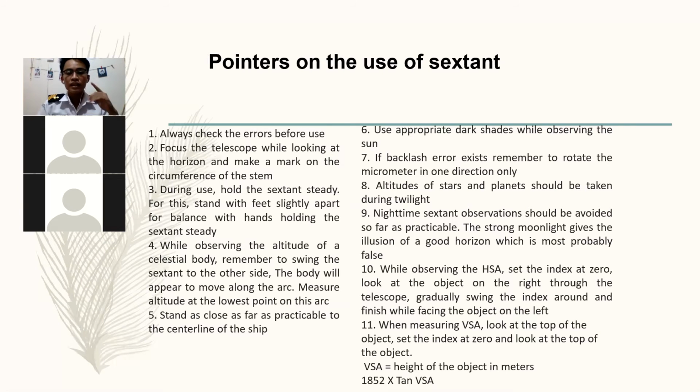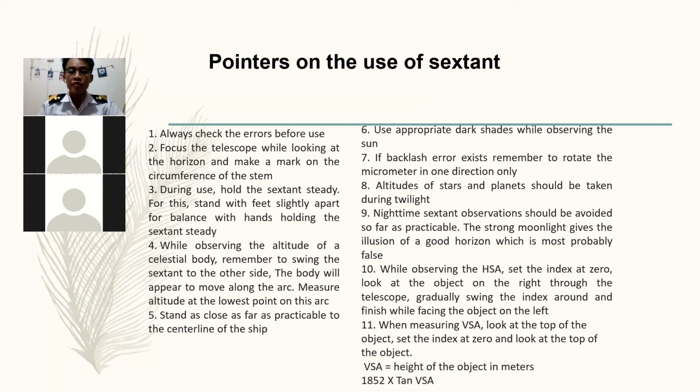Number six is use appropriate dark shades while observing the sun. As we all know, there are different shades in the sextant, and the sun's heat and brightness affect how we see the sun differently. So whenever we use the sextant, we need to use the correct shades so that our eyes are not affected.